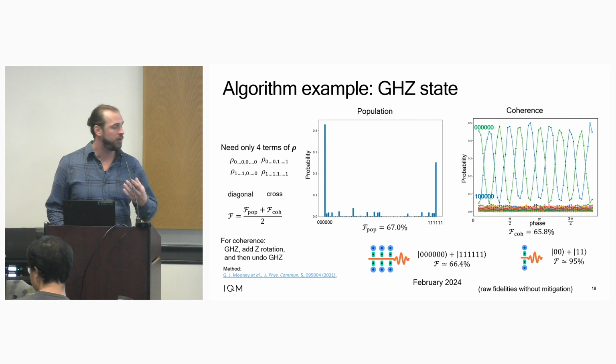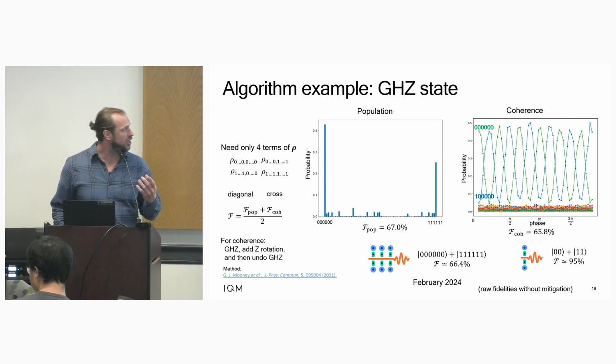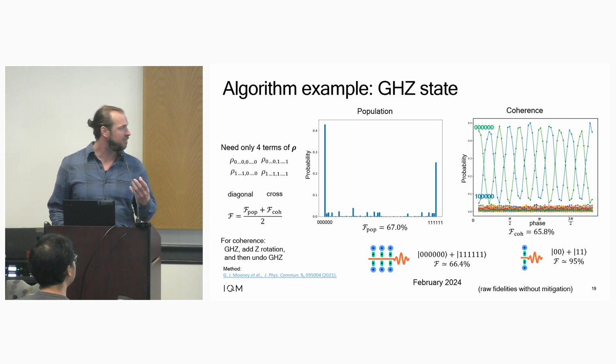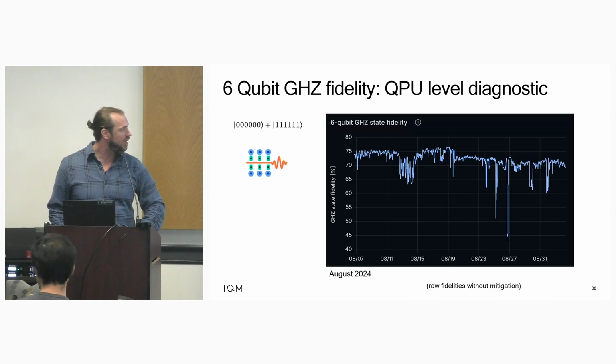To get the coherence, we construct a GHZ state, we apply a single qubit rotation, and then we deconstruct the GHZ state, and that rotation gets mapped onto our initial qubit. And if we look at the interference fringes and their visibility, we can extract the fidelity. With these 2 pieces of information, we can get the GHZ state fidelity, which I've shown here. This was data from February.